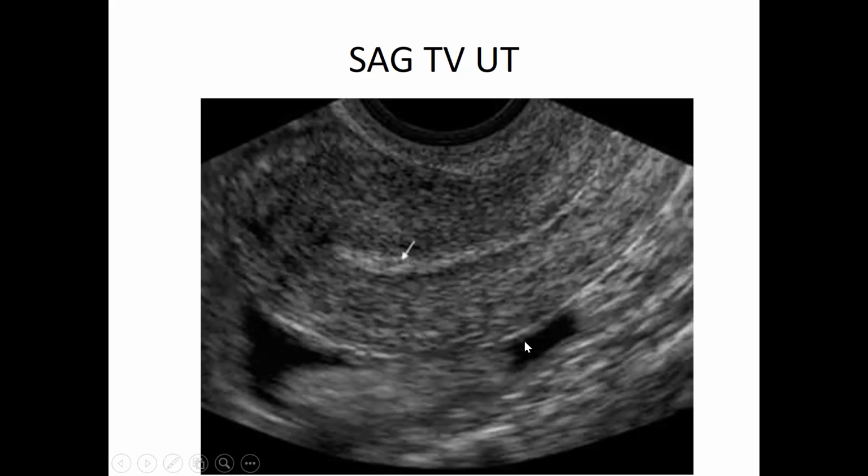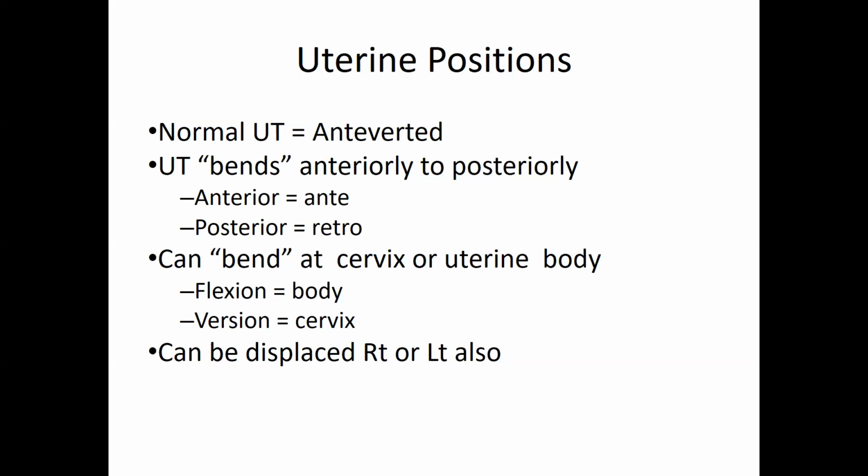Free fluid. Yep, you got it. Okay, so a normal uterus, like I showed you guys earlier, is what we call anteverted. So the fundus points towards the anterior portion of our patient. And it can flex one of two ways. It can flex at the body itself, or it can flex at the cervix itself.